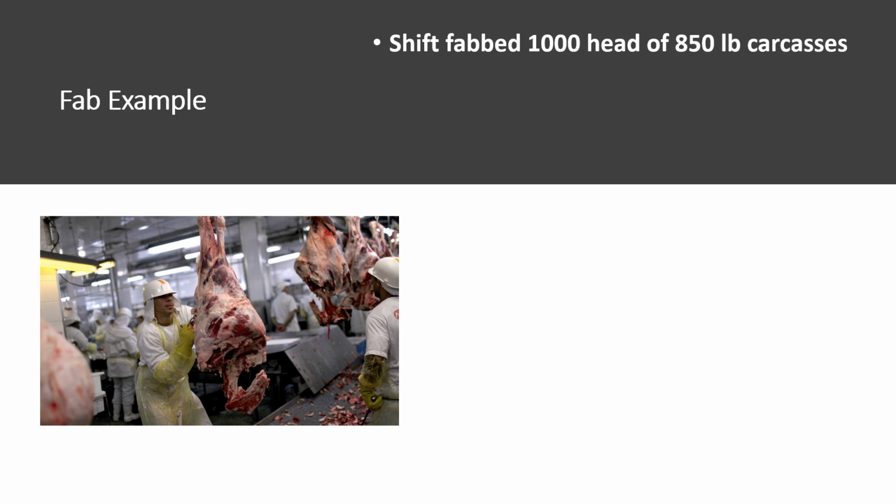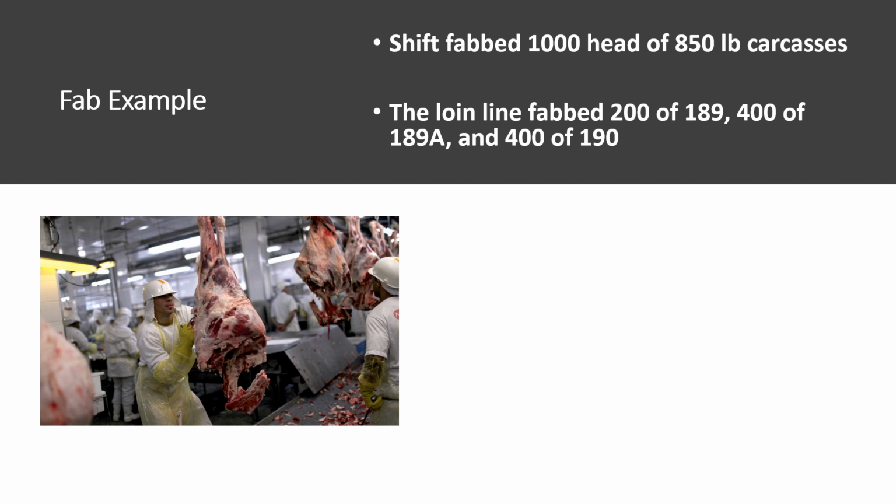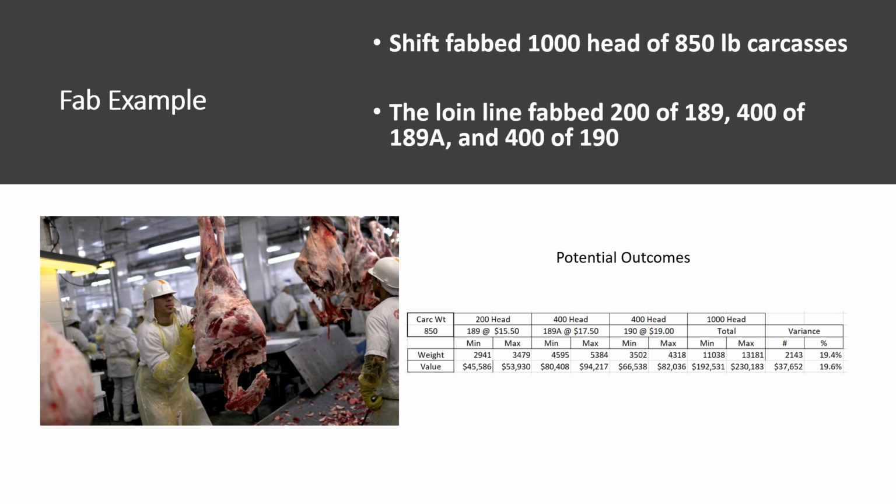Fab example. Shift fabbed 1,000 head of 850-pound carcasses. The loin line fabbed 200 of a 189, 400 of a 189A, and 400 of a 190. Potential outcomes. This table represents the outcomes for the 189, 189A, and the 190. In this first section here, the 189 were fabbed first.